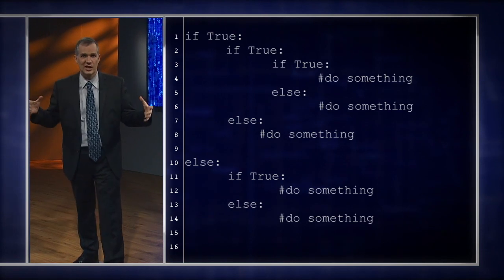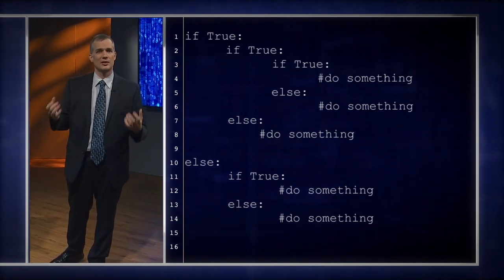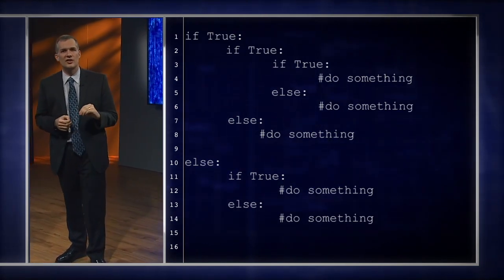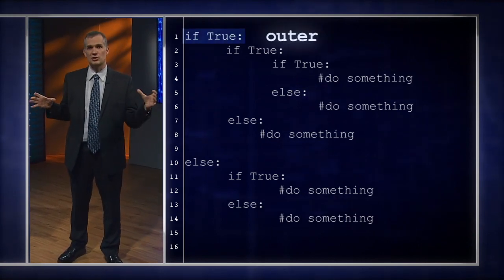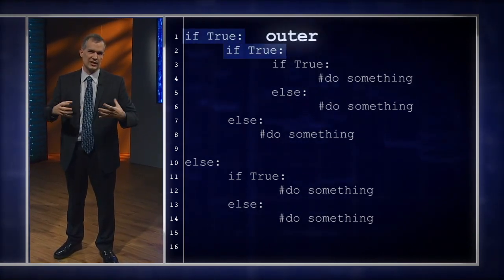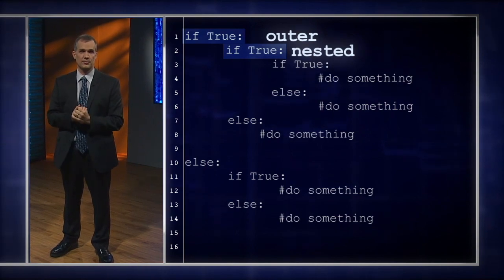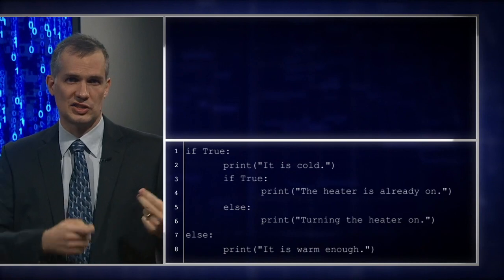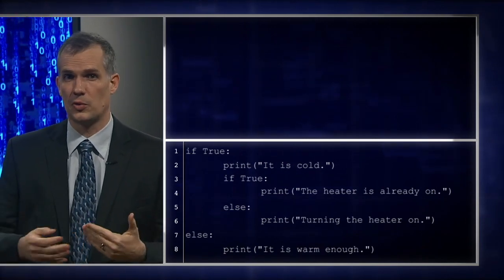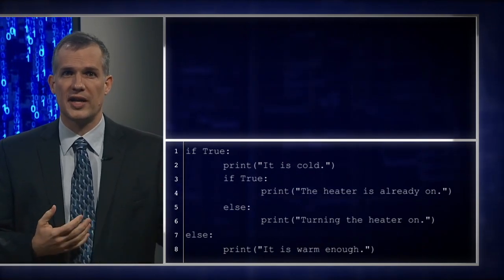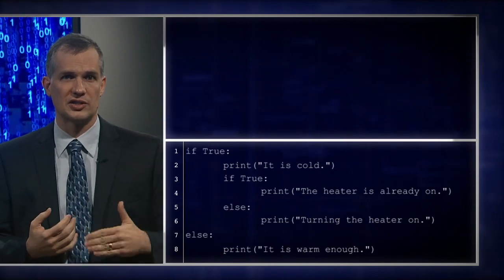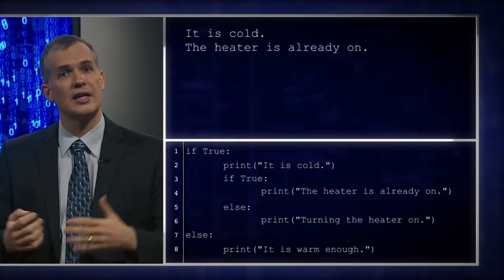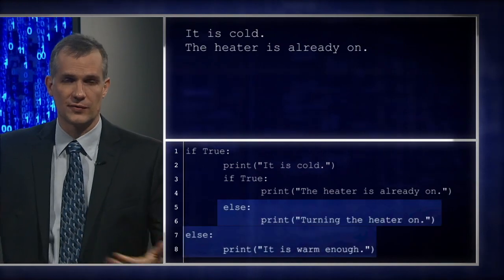We can have an if statement inside of an if statement inside of an if statement, etc. We call the statement that encompasses the other one the outer statement, and we call the one that's nested inside the inner statement, or the nested statement. What if we insert another if statement within the first indented section? Looking at the code, we see that the inner if statement has its own indented code. In this case, where both conditions are true, as we execute the program, we would first output "it is cold," and then output "the heater is already on." The rest of the code would be skipped.